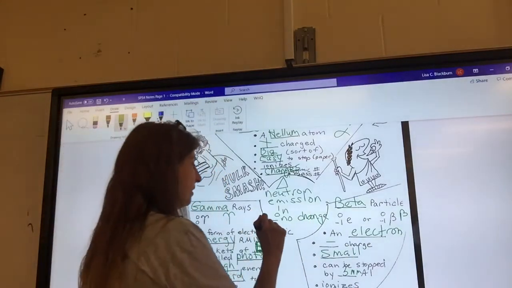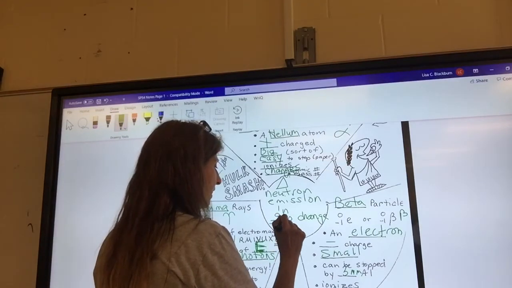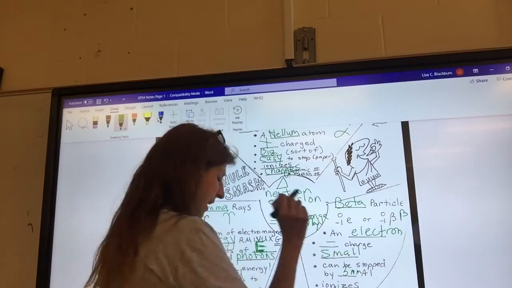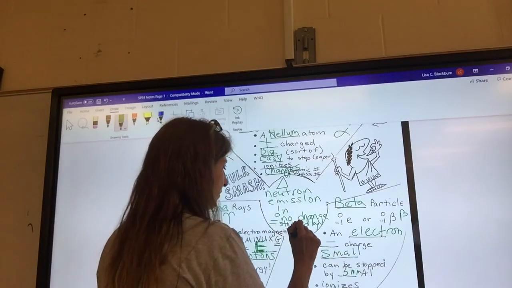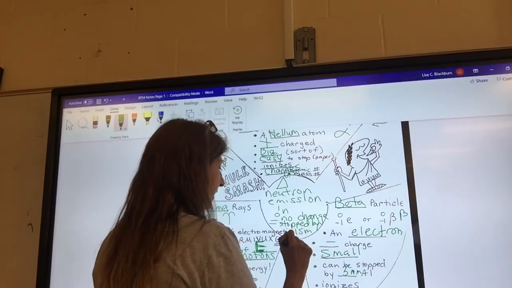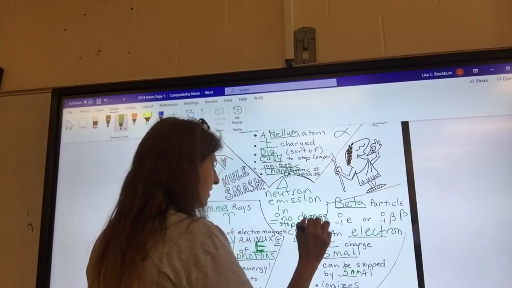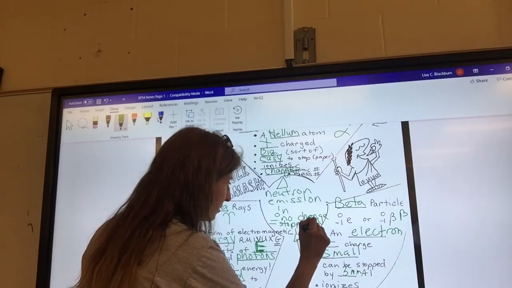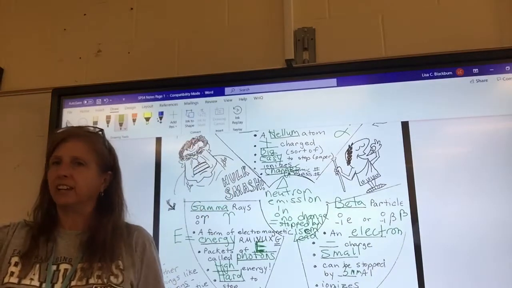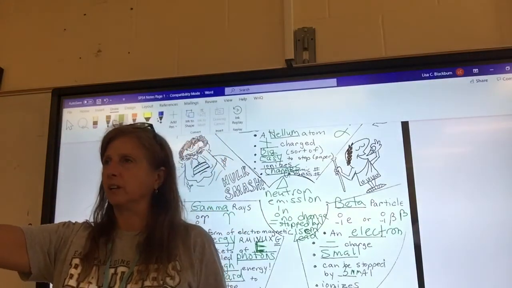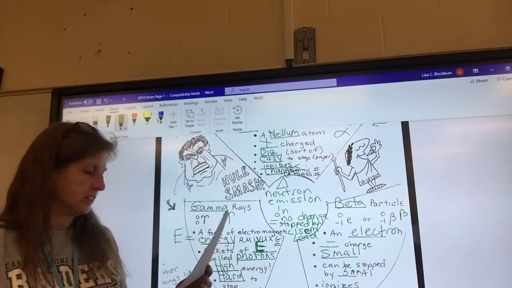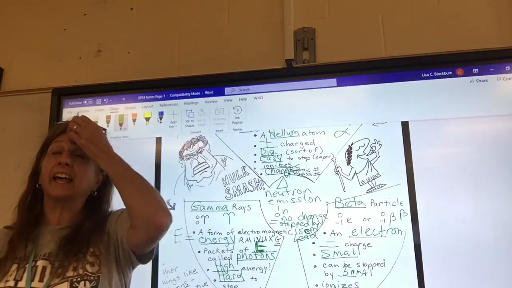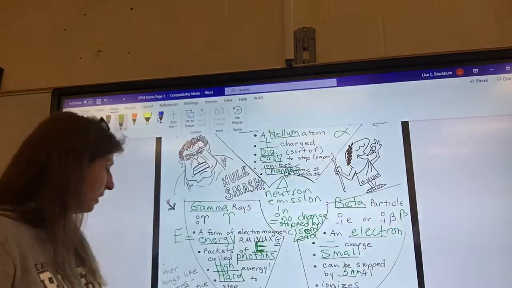And it's stopped by a bunch of lead. Stopped by 15 centimeters of lead. Oops, I left off my C. Centimeters. So about that much lead will stop it. What did I say under no change? It's stopped by 15 centimeters of lead. 15 centimeters will stop it.